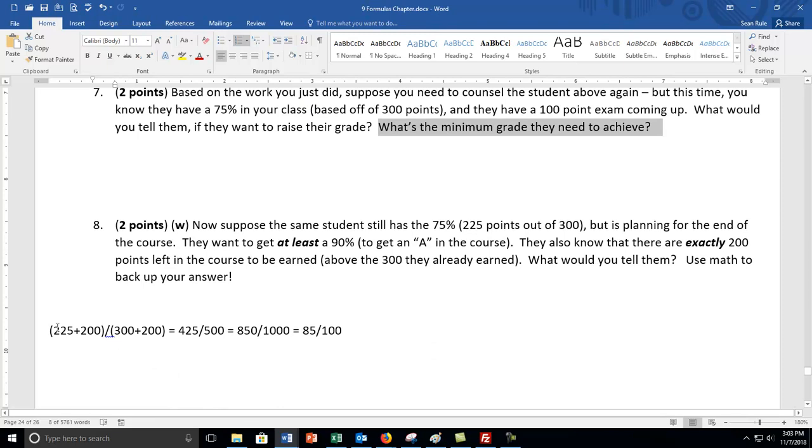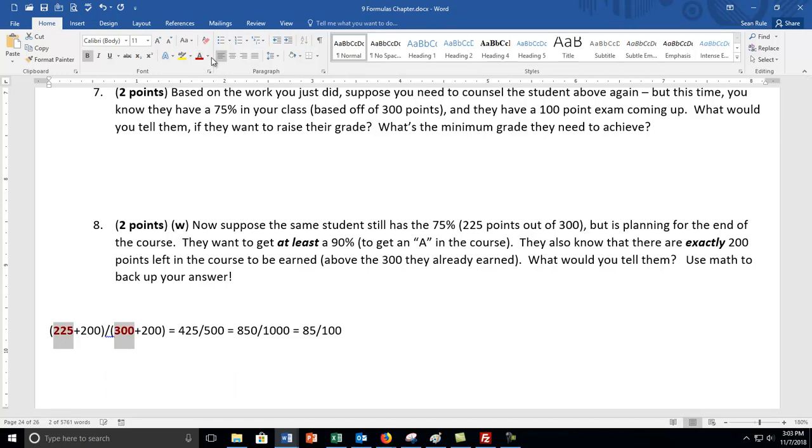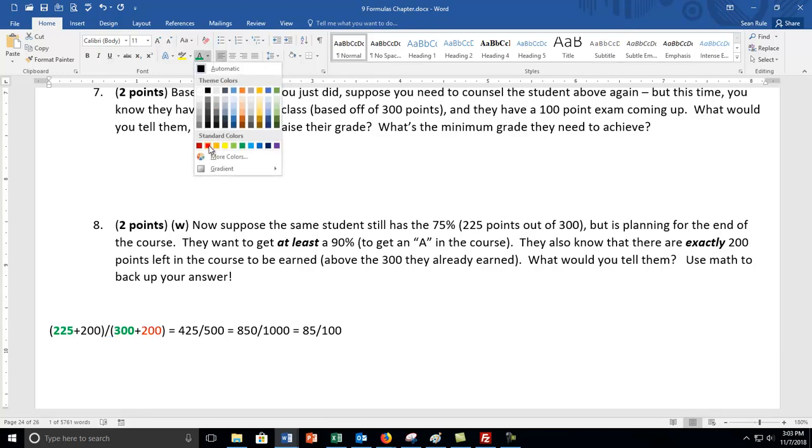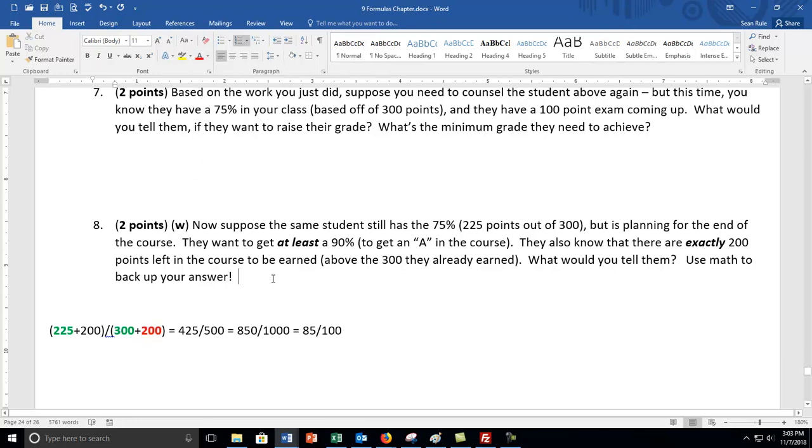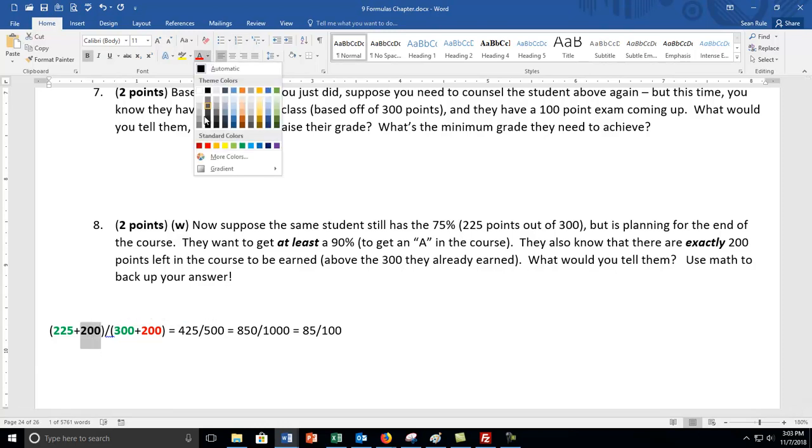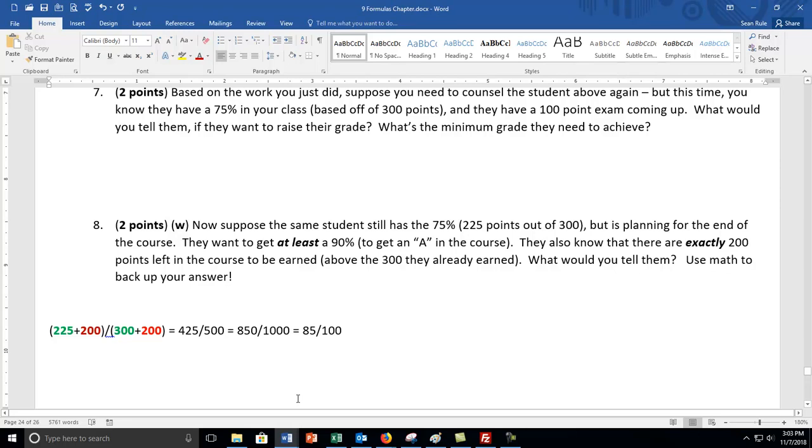This is one of the more interesting ones, I think, down here. Same student, so they still have 225 out of 300. I'm going to make those bold and green like we did before, not red, green. But they've got 200 points coming up. I'll make those bold and red. And this student wants a 90. So what would you tell the student? Well, in order to get a 90%, they'd better do as well as possible. So suppose this student gets all 200 points available.